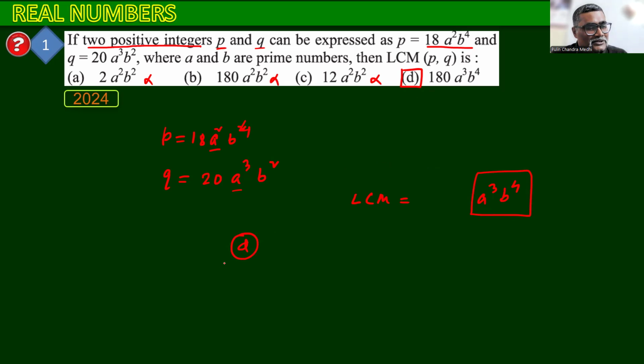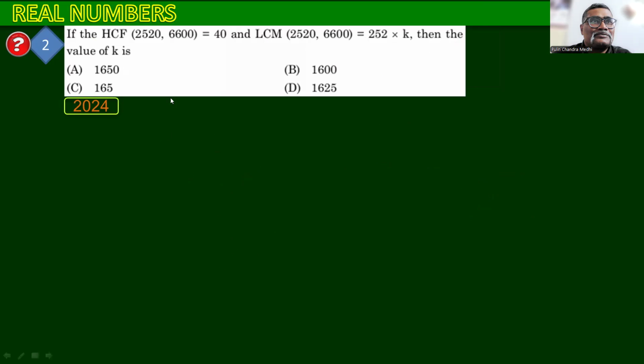Okay, so now next. HCF of 2520 and 6600 is 40, while the LCM is 252 into K. What is the value of K? We have already discussed the very important result for HCF and LCM of two numbers. What was that? The product of the numbers is equal to the HCF into LCM.